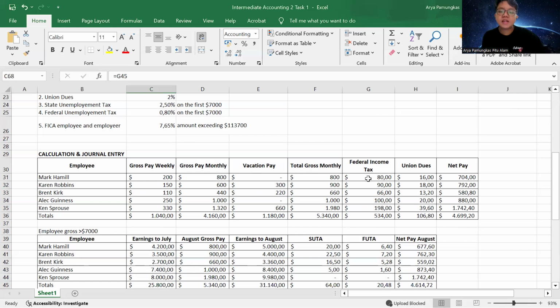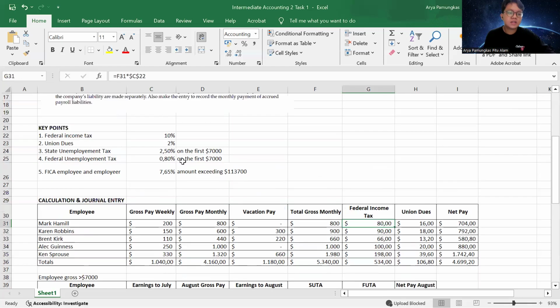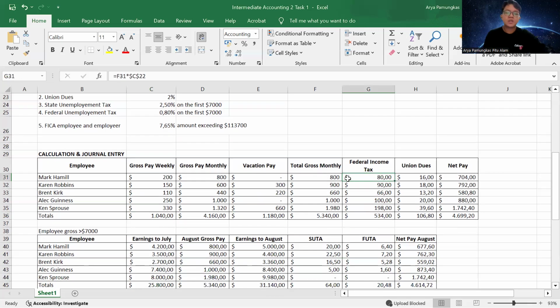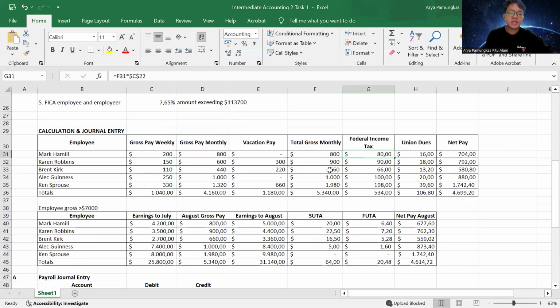And then the federal income tax, how can we get this? We multiply the total gross monthly by 10%, which is the federal income tax rate stated before. So here we get the federal income tax for each employee: $80, $90, $66, $100, and lastly $198.